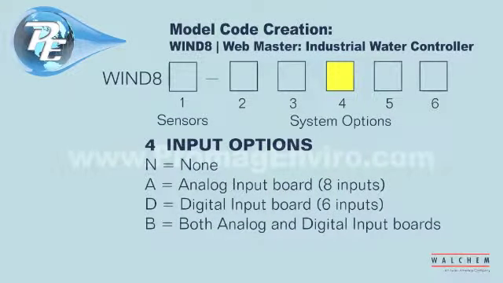The next selection is input options. The letter N represents none. The letter A represents analog input board with 8 inputs. The letter D represents digital input board with 6 inputs. And the letter B represents both analog and digital input boards.